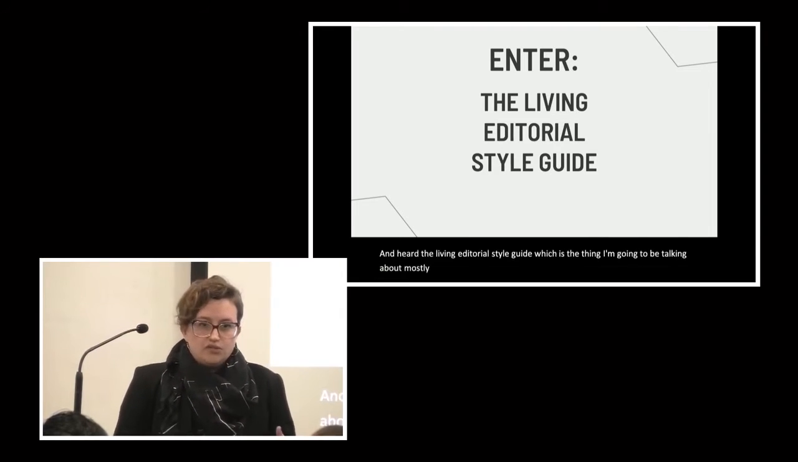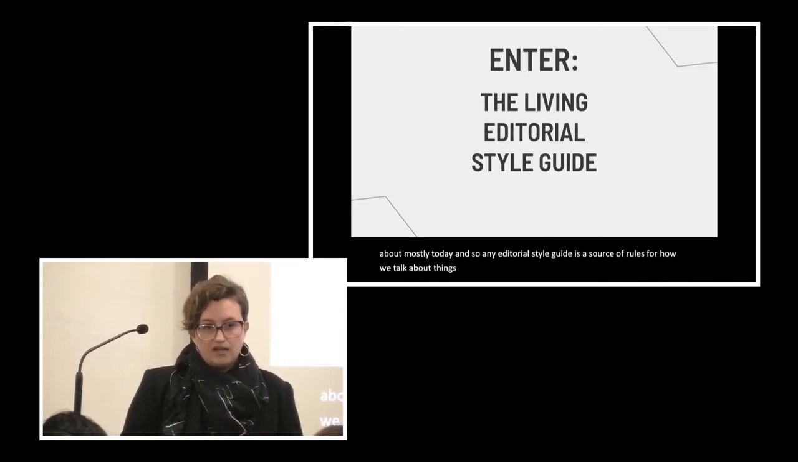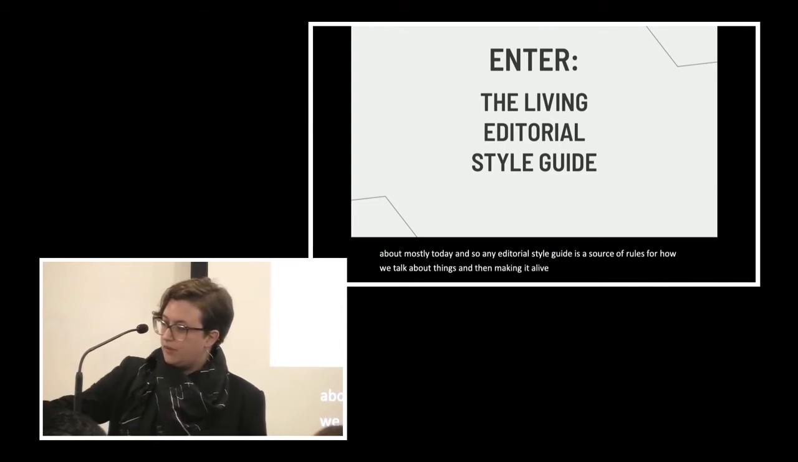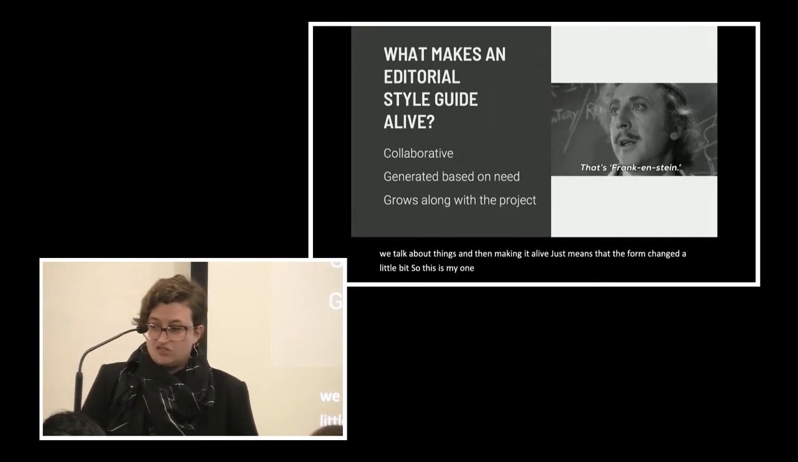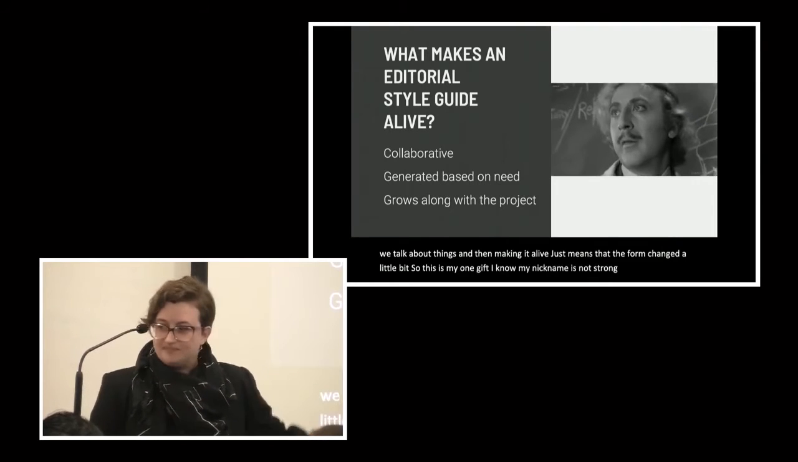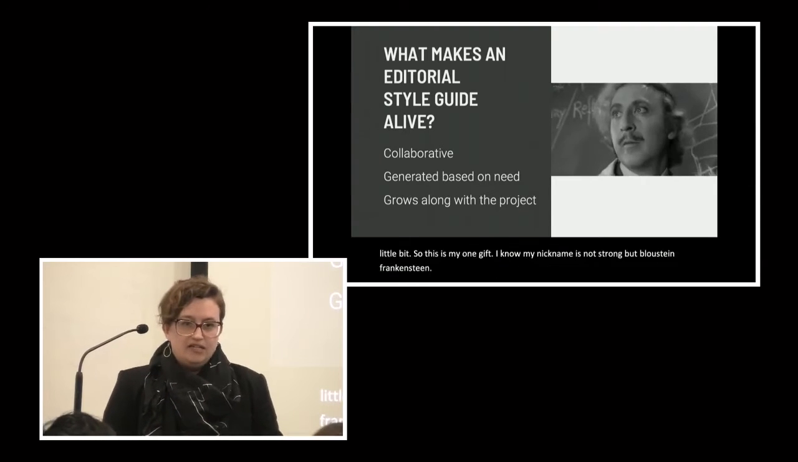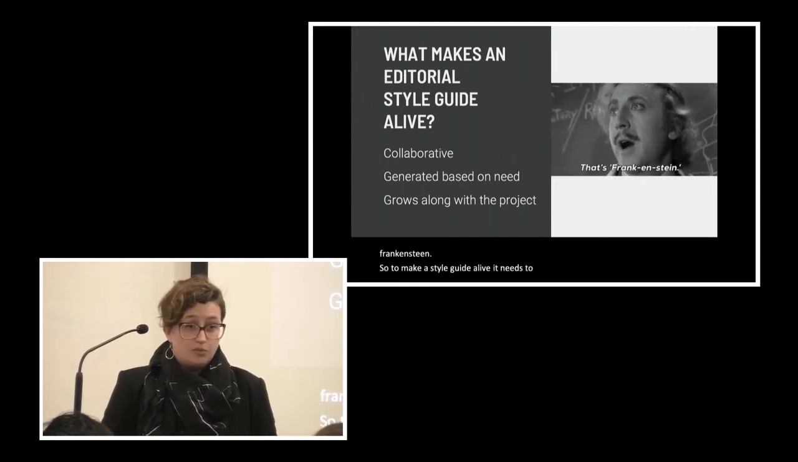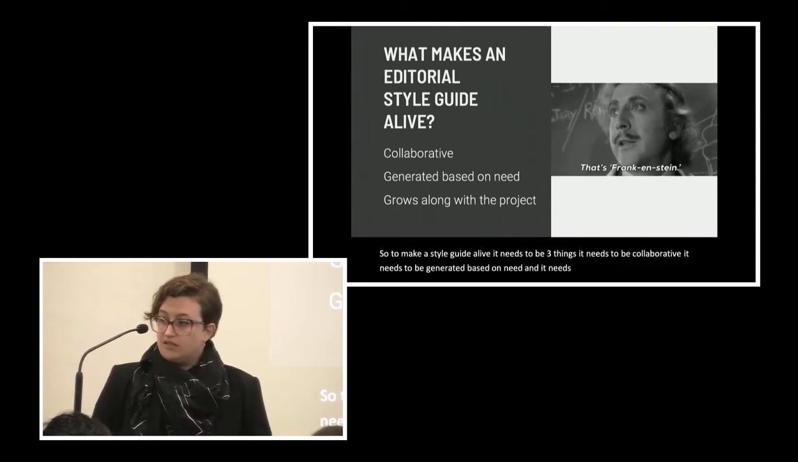And so any editorial style guide is a source of rules for how we talk about things, and then making it alive just means that the form changed a little bit. So this is my one GIF. I know my GIF game is not strong, but Blaustein, Frankenstein, whole thing. So to make a style guide alive, it needs to be 3 things. It needs to be collaborative, it needs to be generated based on need, and it needs to grow with the project.